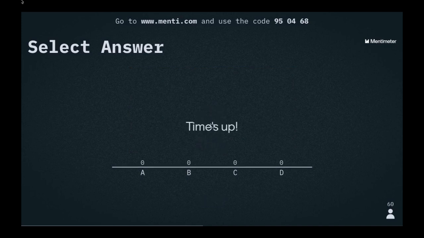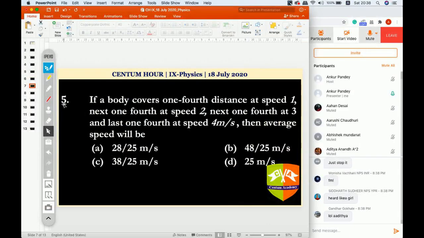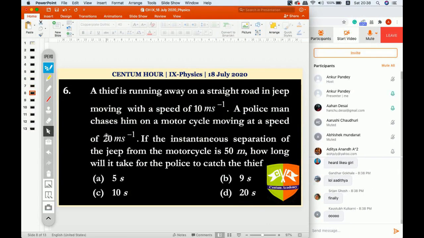Good. 40 people got it right. That's beautiful, yeah. Why are you guys trying? So you didn't even need to solve, so too easy. Yes, sir, you don't need to solve. Oh, no, not required.